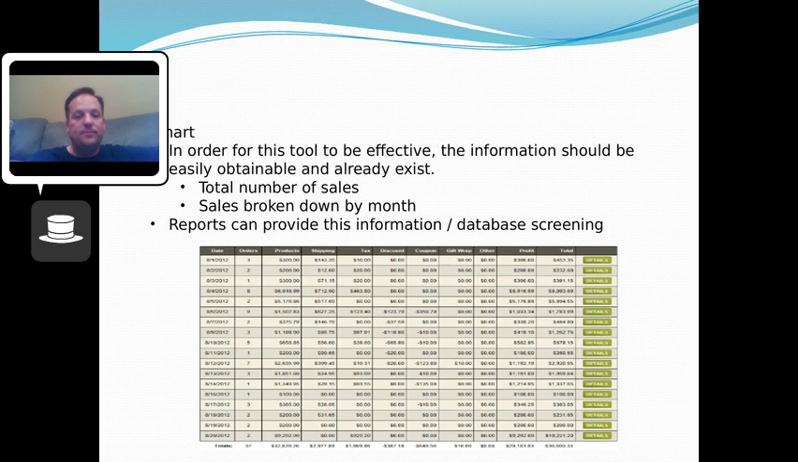So the inputs for the run chart, in order for this tool to be effective, the information should be easy to obtain and should already exist. We shouldn't have to go data mining too deep to find this kind of stuff. It should be available. A simple report may be able to be run. Sales reports could be run, breaking them down by months. Reports can provide this information or maybe database screening. We could look for some help from our information systems.